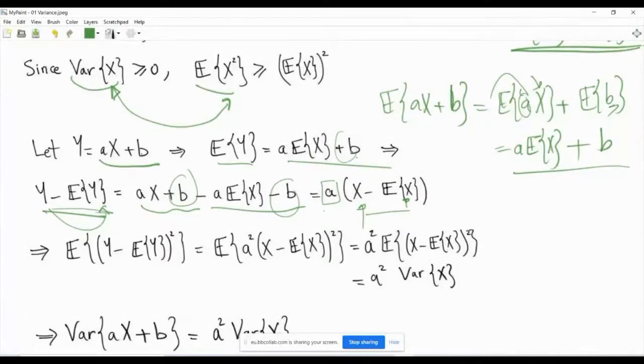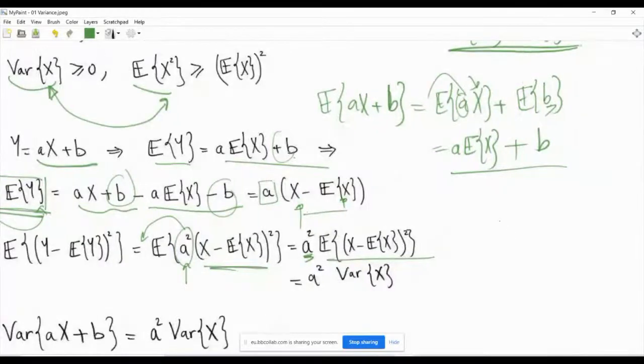Now, to compute the variance is basically this, the expectation of this quantity squared. So you square, and you will get a squared, and then you will get this quantity squared. You apply the expectation operator again. If there is a constant, you can pull the constant outside, so this will be a squared, and then you are left with this thing, and this thing is just the variance of x.